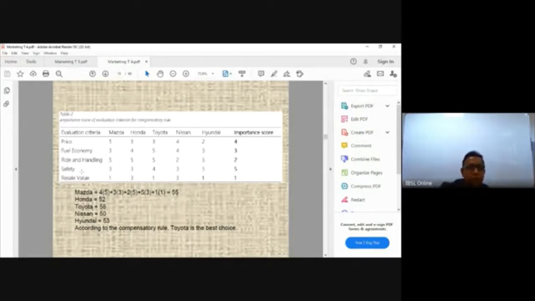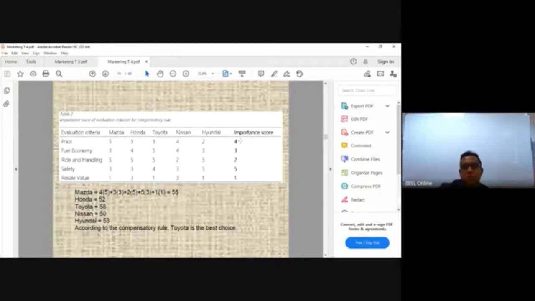Maybe for a vehicle, definitely price, fuel economy, ride, safety. You can even take the design. You can take the color. You can take the second-hand value as criteria. And for each criterion, you must give a weightage score called an importance score.